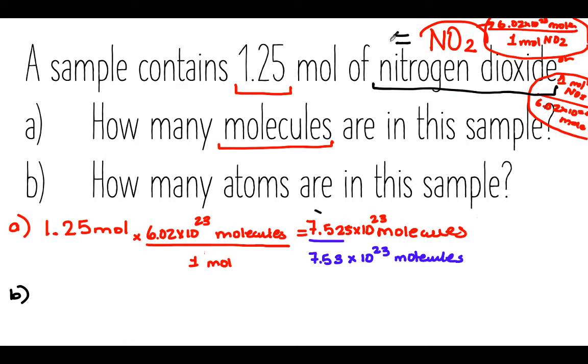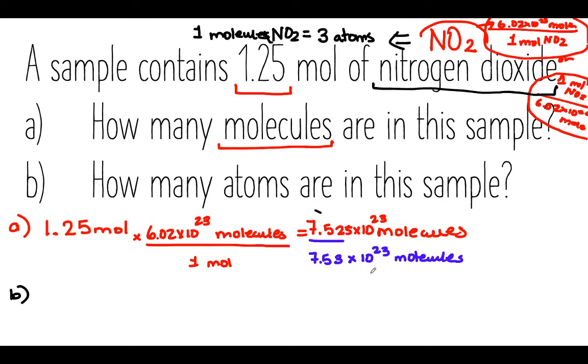So in one molecule of NO2, how many atoms are there? All we would have to do is count. There's one nitrogen and two oxygens. So in one molecule of NO2, there are 3 atoms. That's the conversion factor that I would have to use now.